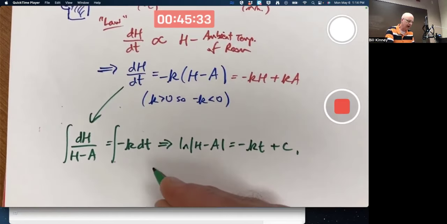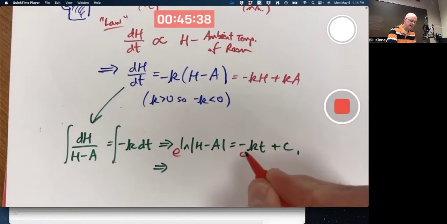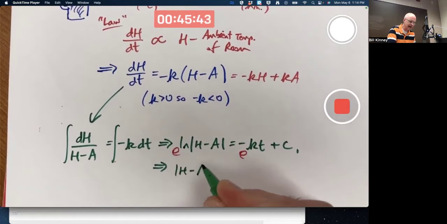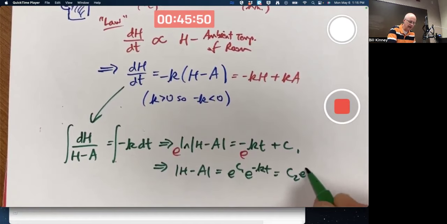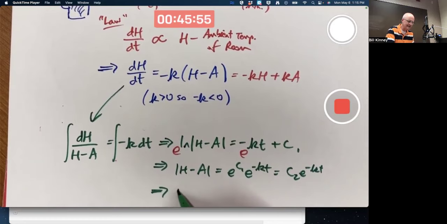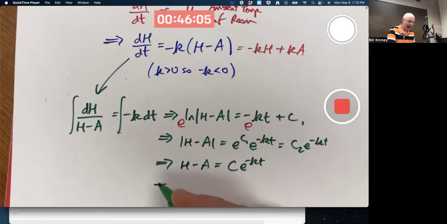My goal is to solve for H. I get rid of the logarithm by exponentiation. So I get the absolute value of H minus A is e to the C1 times e to the negative KT, which I'll call C2 e to the negative KT. Then get rid of the absolute value signs, and now I'll just call it C instead of C1 or C2 or even C3. Almost done. Now add A to both sides. H equals A plus this.